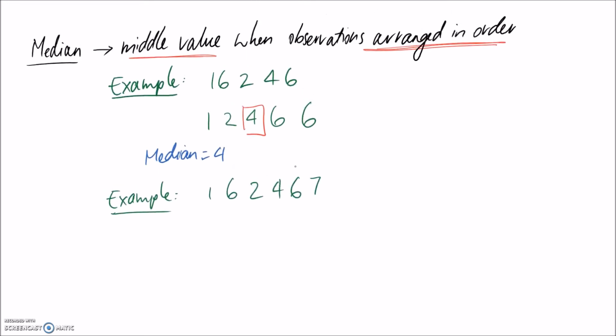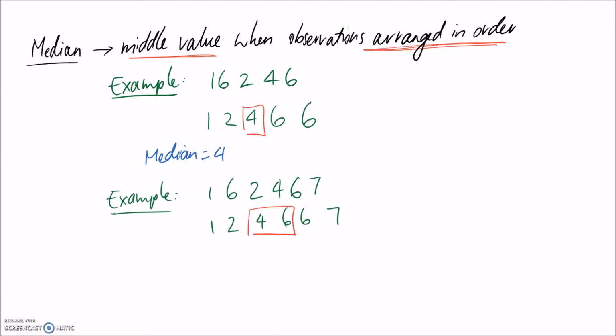So again, if we want to work out the middle value of this, we need to start by rearranging our values to be in order. So it would be 1, 2, 4, 6, 6. This time we have a 7 on the end. And now when we look for the middle, we have 1 on this end, 1 on this end, they cancel with each other, 1 on this end, 1 on this end, they cancel with each other.